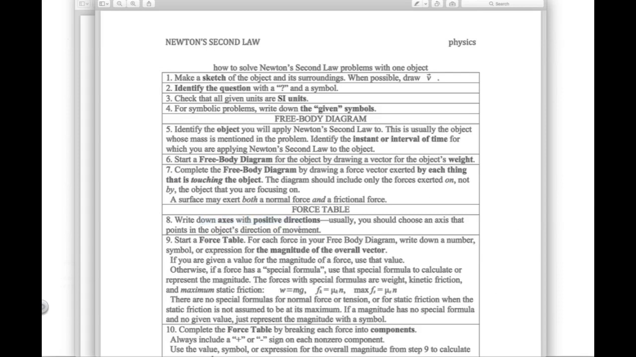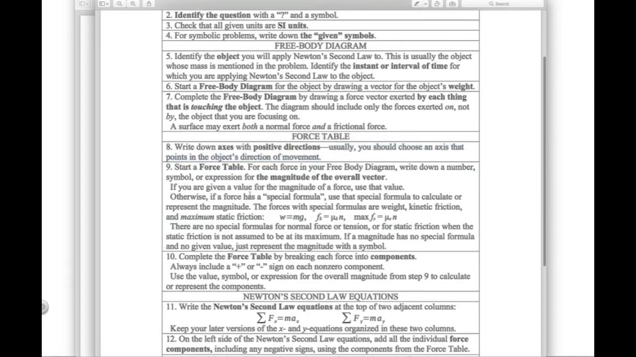So we've completed this step. Make sure that you actually write down the axes. And usually you should choose an axis that points in the object's direction of motion. All right, now we're going to begin our force table.